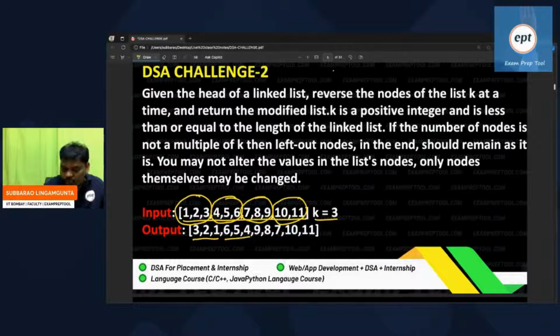So what you have to do is, the first one becomes the last one, so the linking should be done like this. After reversing, 4, 5, 6 becomes 6, 5, 4, and you have to connect it like that. The last group, as it is, you have to copy. Right? Fine. So I'm going to explain.